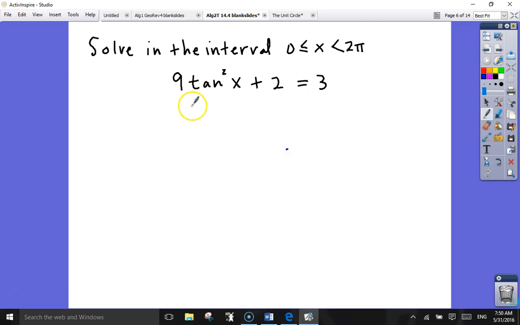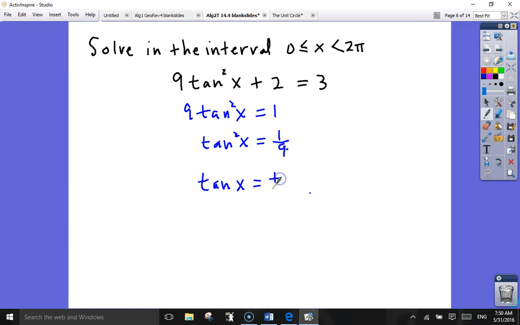Right, so we subtract the 2, which gives us 9 times tan squared x equals 1. Tan squared x equals 1/9. And then how do I turn a tan squared into a tan? Got to take the square root, right? And when you take the square root, you're going to get tan x equals plus or minus 1/3.